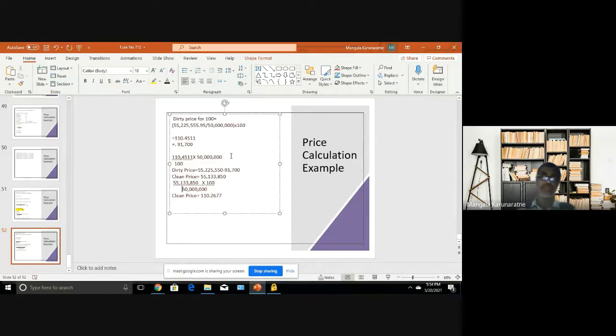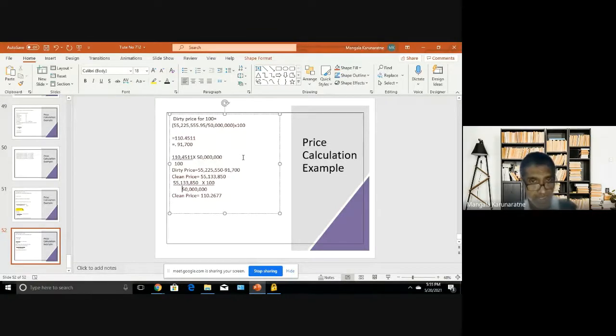So there's no issue in getting a higher value as the net present value, because your discount factor, your yield to maturity here, is less than the coupon interest rate. So this bond was traded at a premium. Premium in the sense it was traded at more than 100.